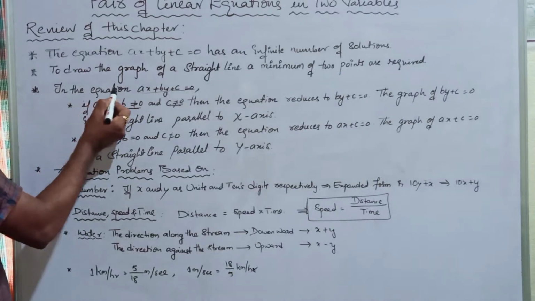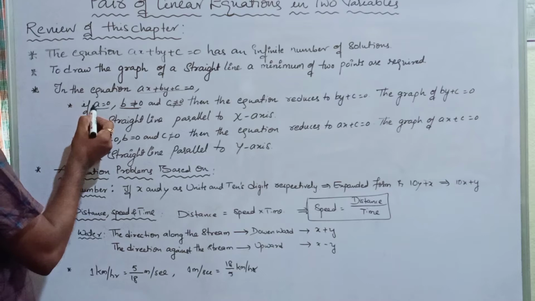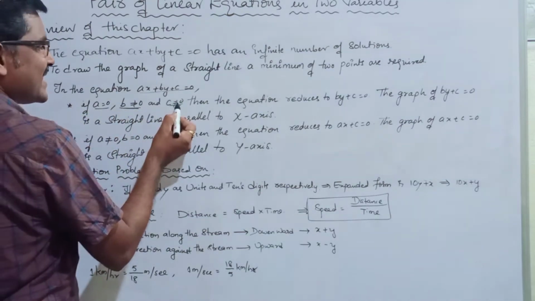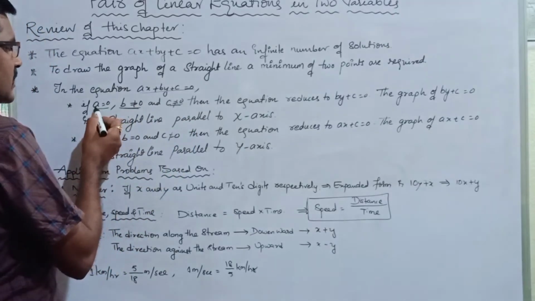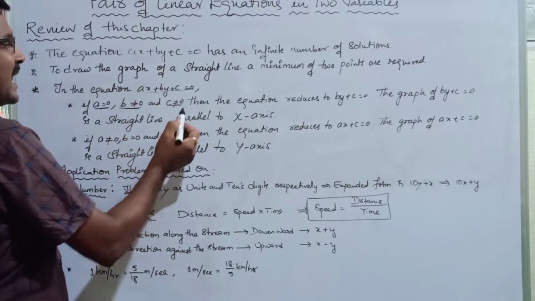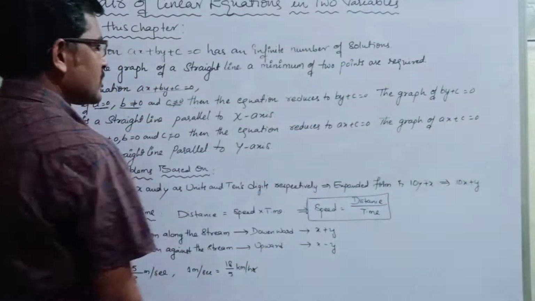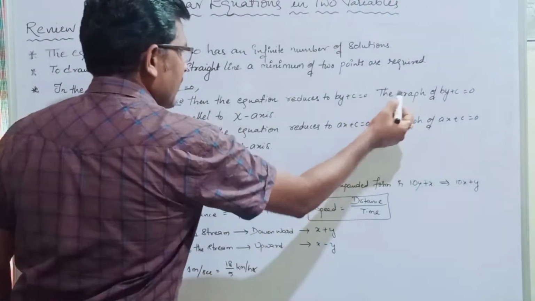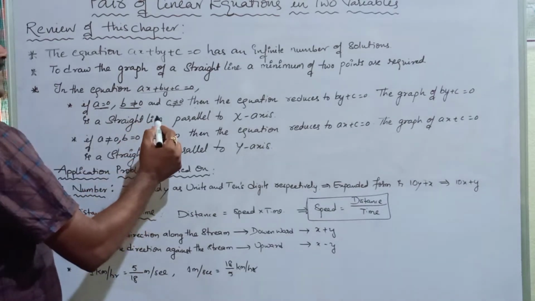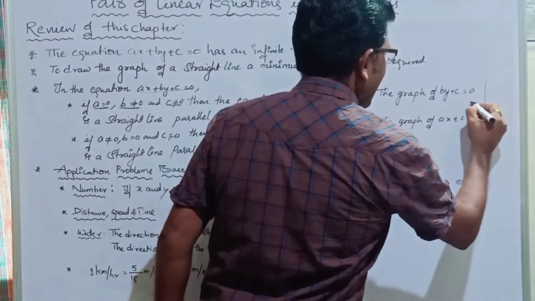In the equation ax + by + c = 0, if a is equal to 0, b is not equal to 0 and c is not equal to 0, we substitute the value of a as 0 in this equation, and then the equation reduces to by + c = 0. The graph of by + c = 0 is a straight line that is parallel to the x-axis.